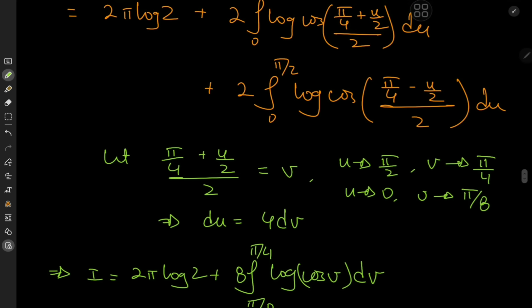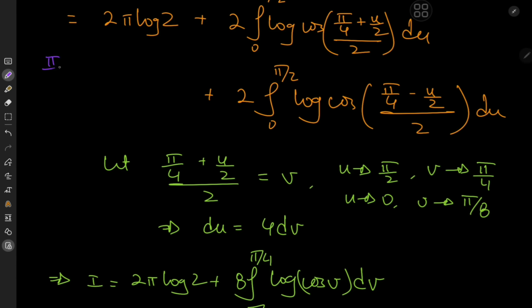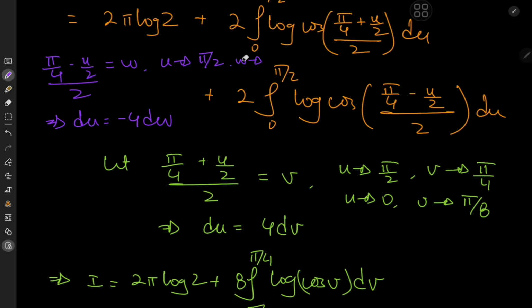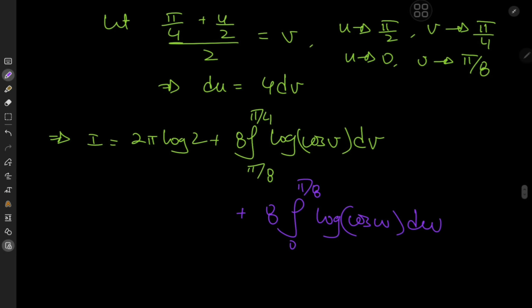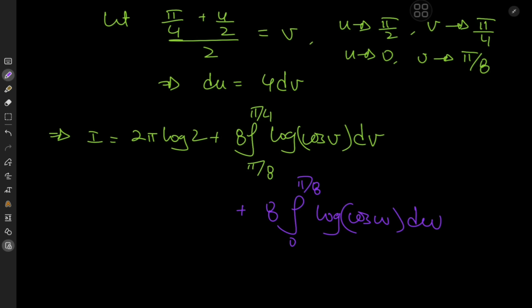Now, what about the last integral? Again, we need a similar substitution here. We're going to take this (pi by 4 minus u by 2) divided by 2 term and let it equal w. This implies that du is going to be -4 times dw. And as u approaches pi by 2, we have w approaching 0. And as u approaches 0, we have w approaching pi by 8. So this is going to turn into an integral from pi by 8 to 0, but the differential element has a negative sign. We can get rid of that by switching up the limits of integration. So we have plus 8 times the integral from 0 to pi by 8 of log cosine w dw. And of course, the dummy variable's name doesn't matter. It could be u, v, or w, whatever.